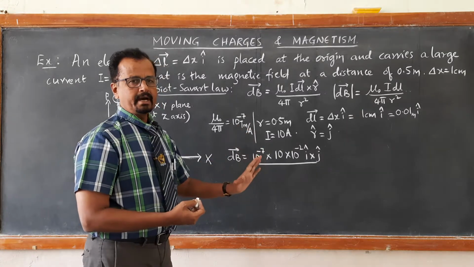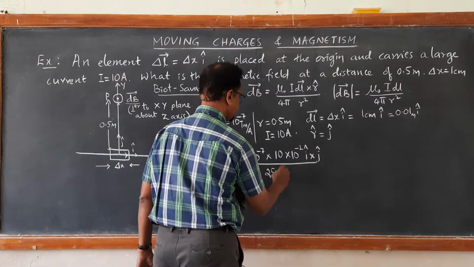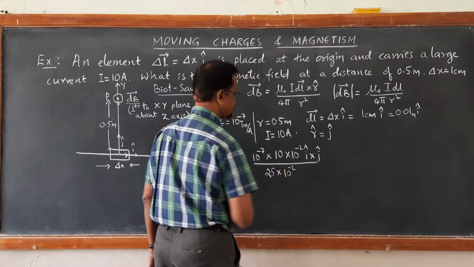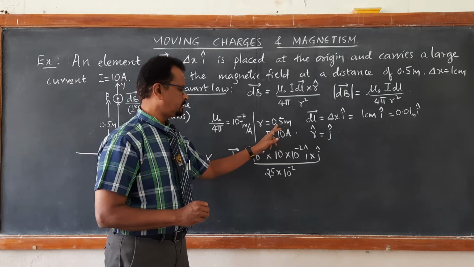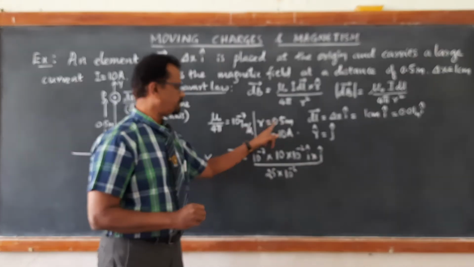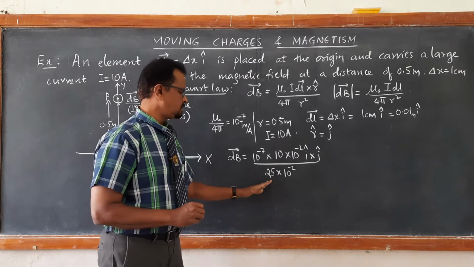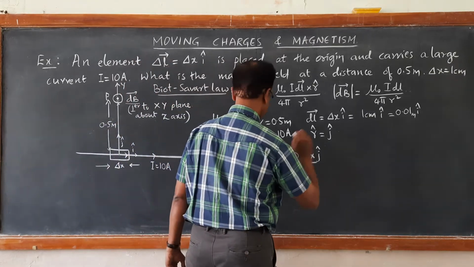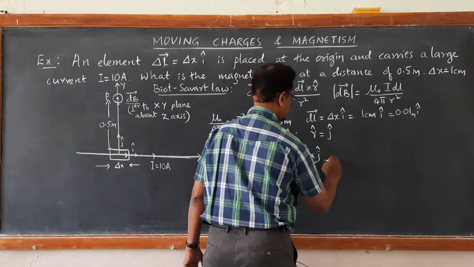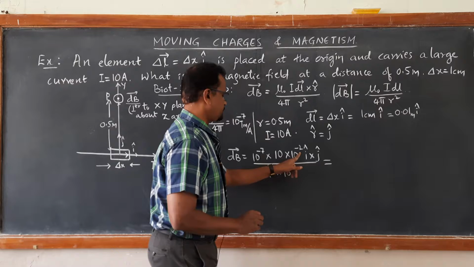5 into 10 raised to minus 1 whole square, which gives you 25 into 10 to the power of minus 2. That is nothing but 0.25. Square of 0.5 is 0.25, and 0.25 can be written as 25 into 10 to the power of minus 2. So much of Tesla. So if you simplify this, you see 10 to the power of minus 7 minus 2.